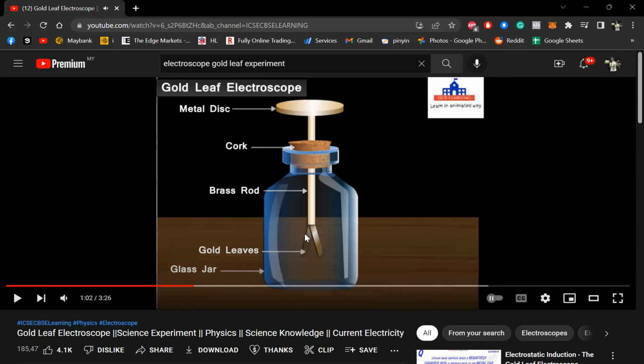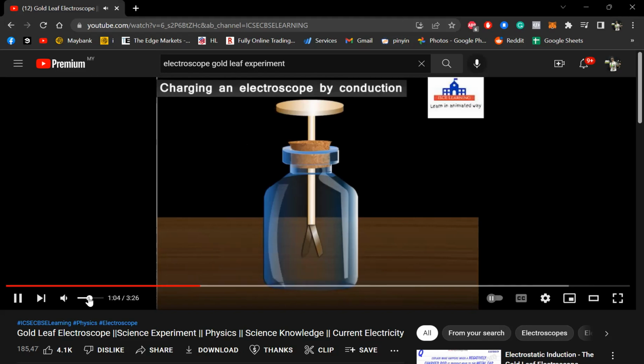We emphasize what he mentioned. She said that these gold leaves are very, very light, which is essentially the most important thing here, because the only thing that is going to cause these gold leaves to repel upwards or attract back inwards is the charges itself. So the first condition is this gold leaf must be very, very light.